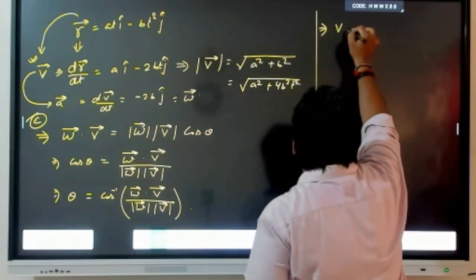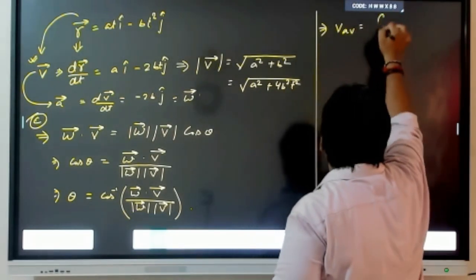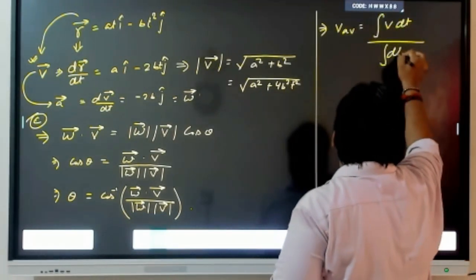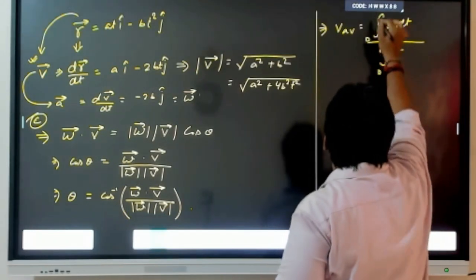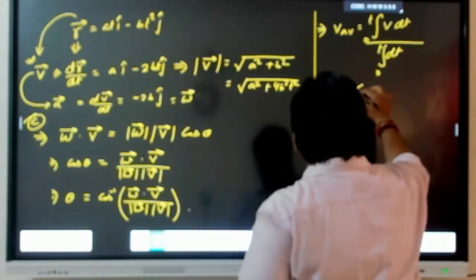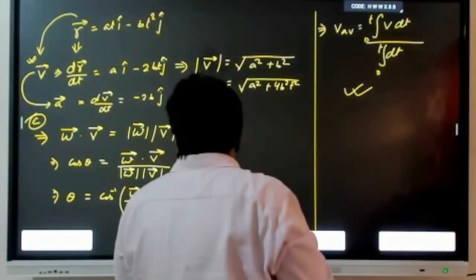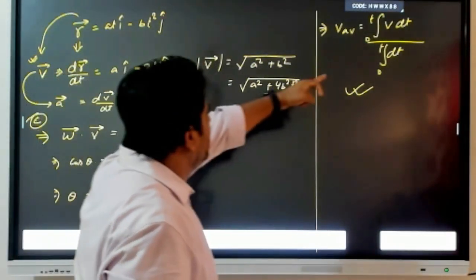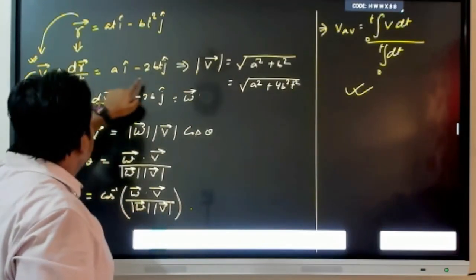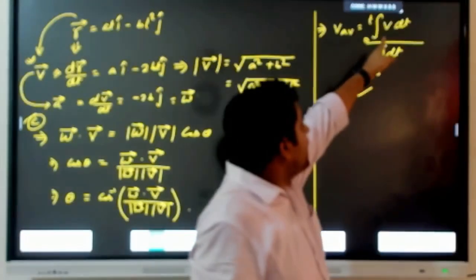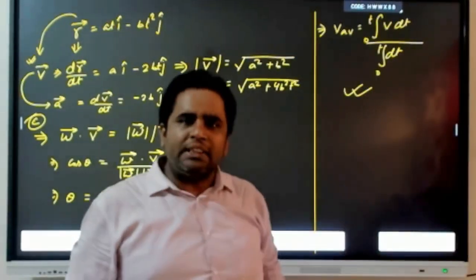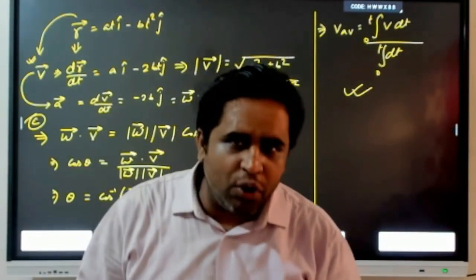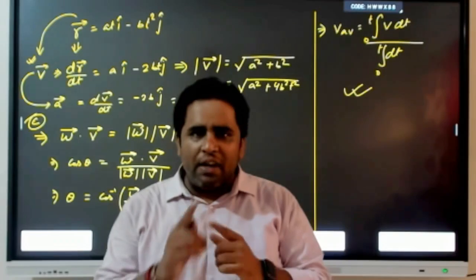If I am talking about V average, what are we going to write down? Integration of V dt upon integration of dt from 0 to t. You just apply this condition and you are going to find the average value of velocity. What is the value of velocity you take there? This one, a i cap minus 2bt j cap, that you have to write at the place of v. Similarly, if you put that value there, you are going to find the average value of velocity. I hope you have understood my point.